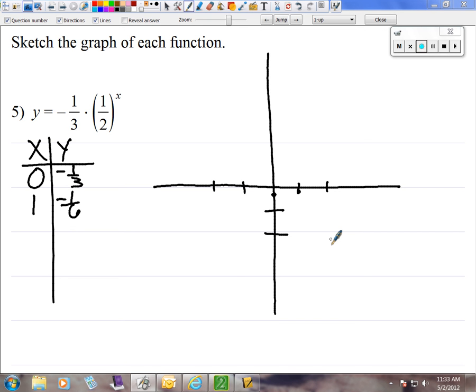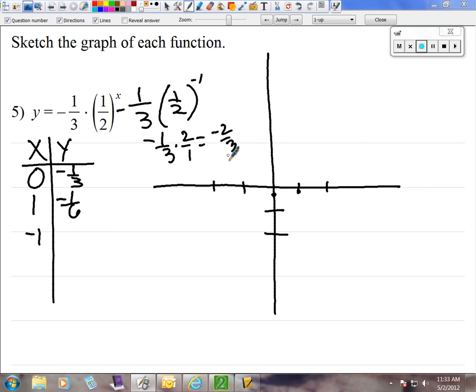So if we put negative 1 in, oh, 2/3. Because what happens? Yes. Since it's a negative 1, it flips the 1/2. So you'll have negative 1/3 times 2 over 1, won't you? Doesn't make it negative, it just flips it. And that equals negative 2/3, doesn't it? So at negative 1, we're going to go down 2/3.